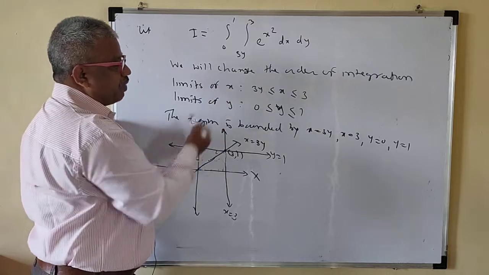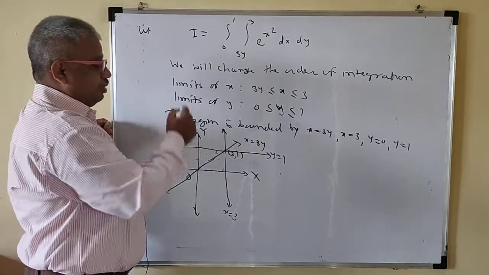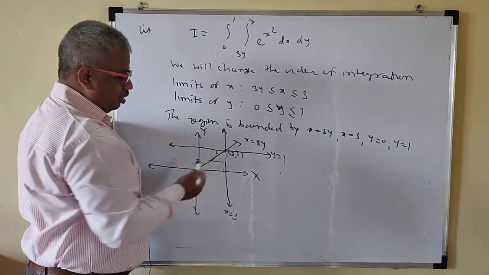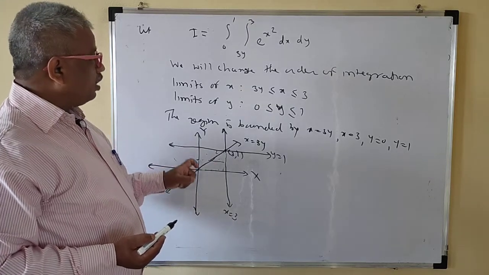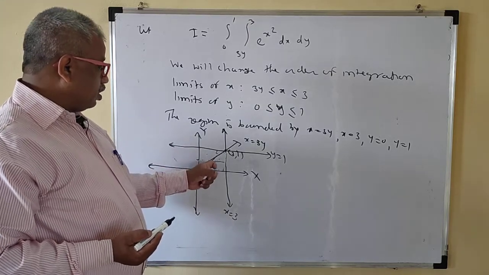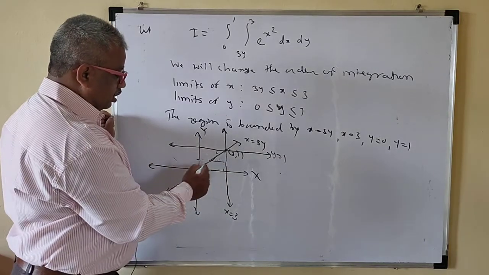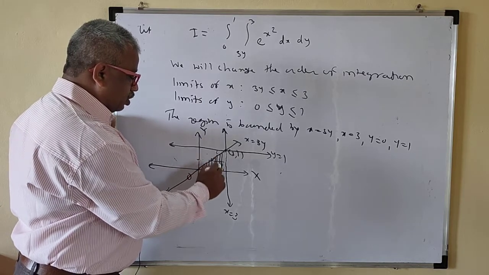So if the strip is parallel to x axis, then your lower limit is 3y. That means your left limit, the line x is equal to 3y. See here, if you see this region, your limit of y is 0 to 1, and x goes from the left curve to the right curve. So whatever region is drawn, it was correct. So this will be your region.